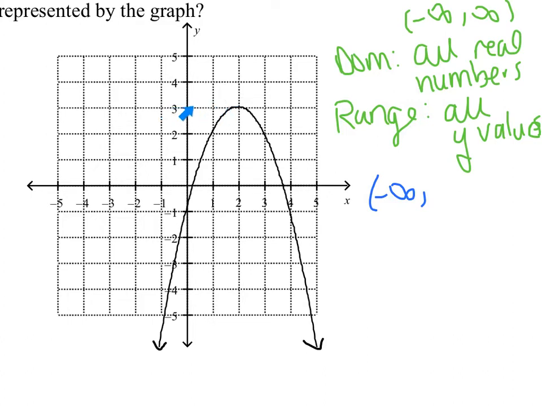So we've got to go over to our y-axis, because that's what a range is, the y's. And we can see that 3 is the highest that this graph is going to be. It's not going to get any higher. So these values go from negative infinity to 3, and 3 is included, and that's why we do the bracket on the end of the 3 and not a parenthesis.